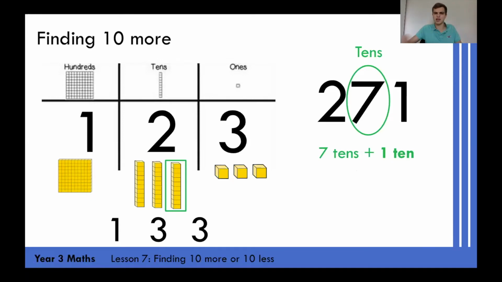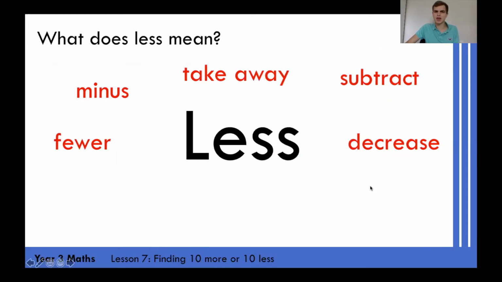How many tens do you think I'll have then? Yeah, you're right. I would have 8 tens. 281. Can you see I had 7 tens here? I added 1 more ten, and I got to 281. 7 add 1 ten is 8 tens. Fantastic.